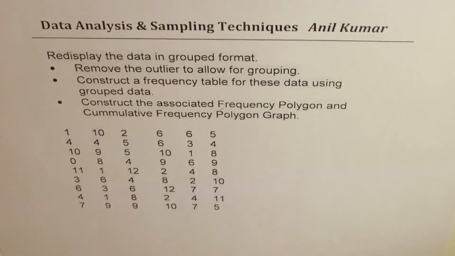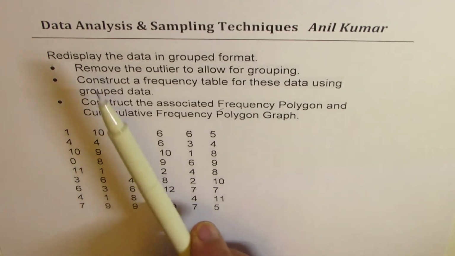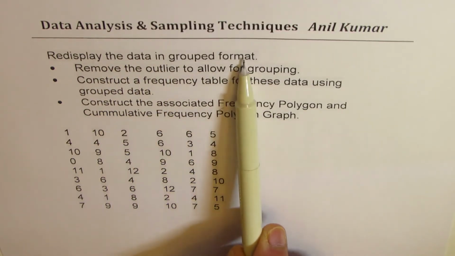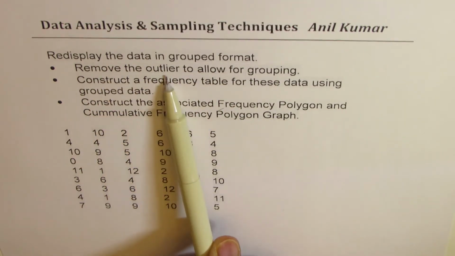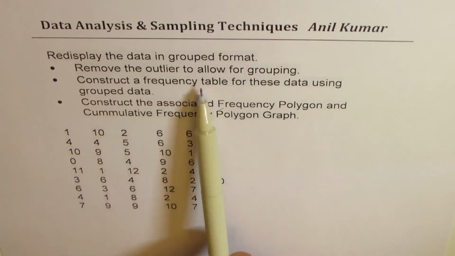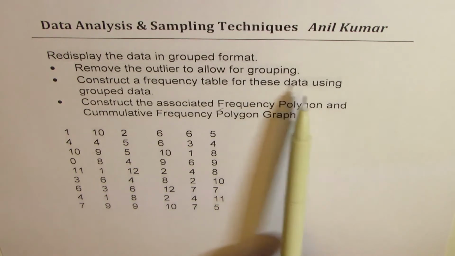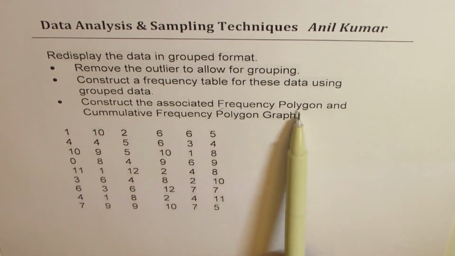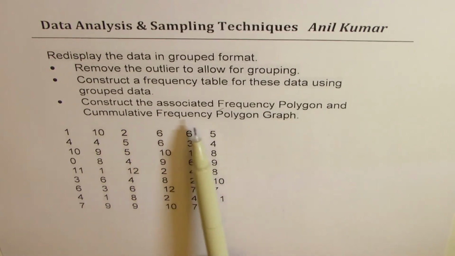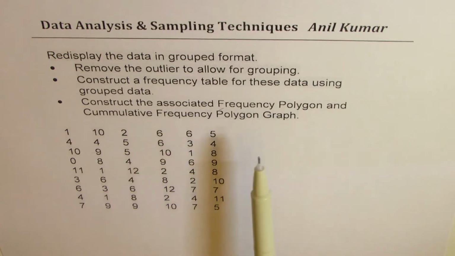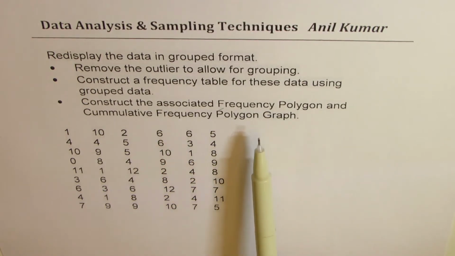The next question, which is very much related to the first part we did, is: redisplay the data in grouped format. Remove the outliers to allow for grouping. Construct a frequency table for these data using grouped data. Construct the associated frequency polygon and cumulative frequency polygon graph. You get my point. So that's what we have to do.